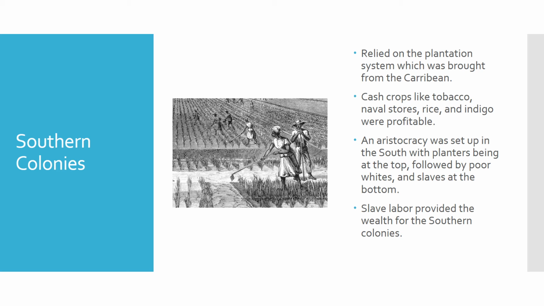9 of the 10 richest people in colonial America lived in and around Charleston, South Carolina. And they were rice planters. That shows you how profitable it was. But as profitable as it's going to be to the colonies, it's going to be even more profitable to the mother country, England. Okay, so we've got the New England colonies, we've got the middle colonies, and now we've got the southern colonies.